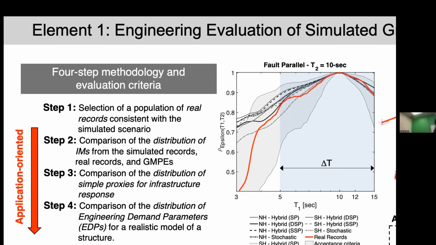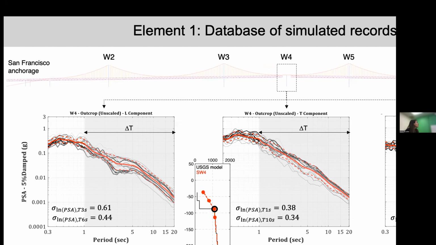However, this type of validation can be done in different bandwidths and with respect to a number of intensity measures or engineering or building response proxies that we considered in this methodology. Now, talking about the ground motions and the application to the Bay Bridge, we started looking more closely at the ground motions as applied at the bridge piers.